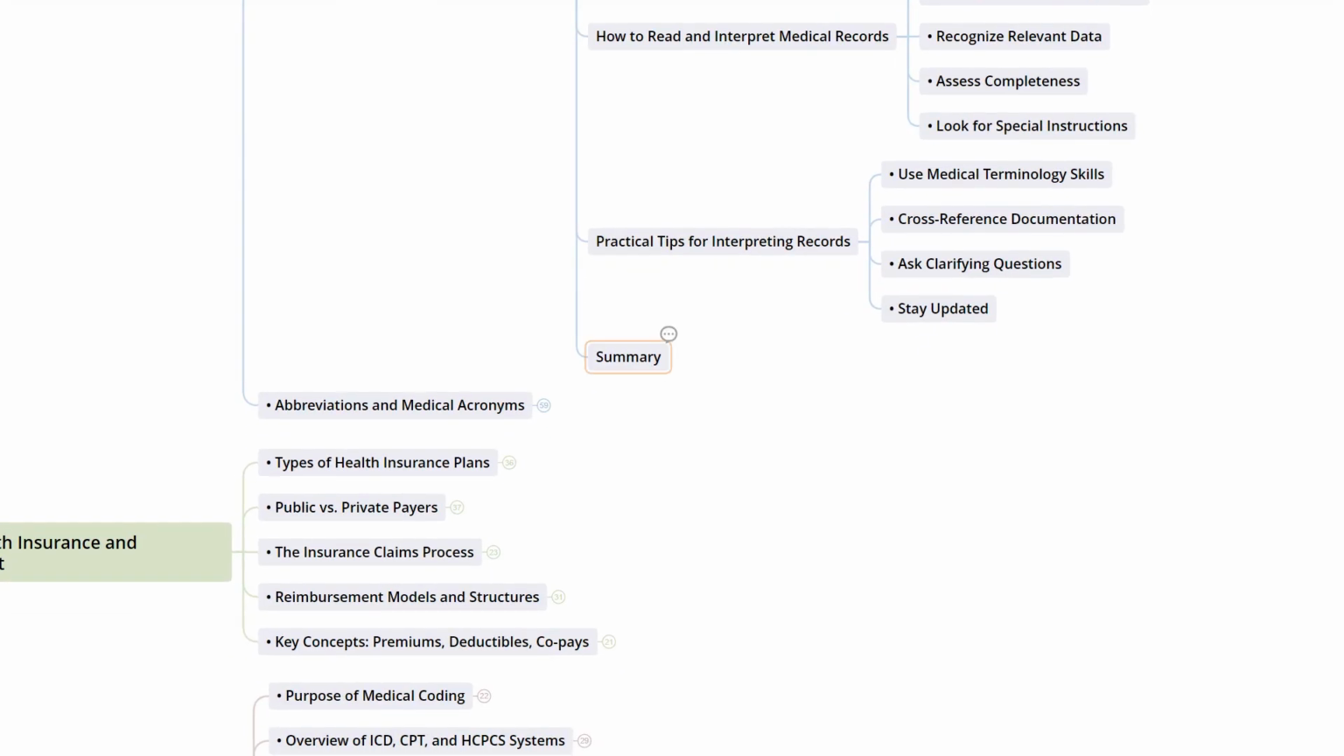In summary, mastering reading and interpreting medical records is essential for accurate coding, billing, and compliance. This skill ensures that clinical documentation accurately reflects patient care, which directly impacts reimbursement, legal protection, and quality reporting.